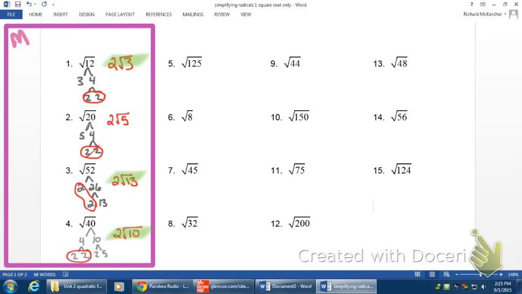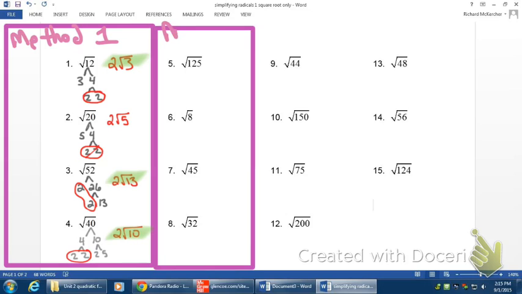Okay, on that last one right there, notice that the pair of 2s became the outside, and because I had more than one thing left over on the inside, I went ahead and multiplied them back together, so that was a 2 times 5 became the 10 on the inside. So that was all my method 1. I'm going to do the second column in method 2 only.